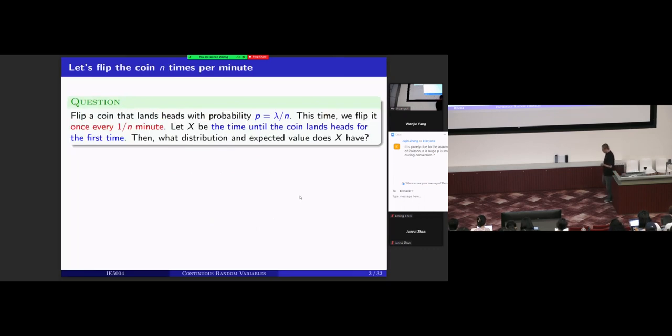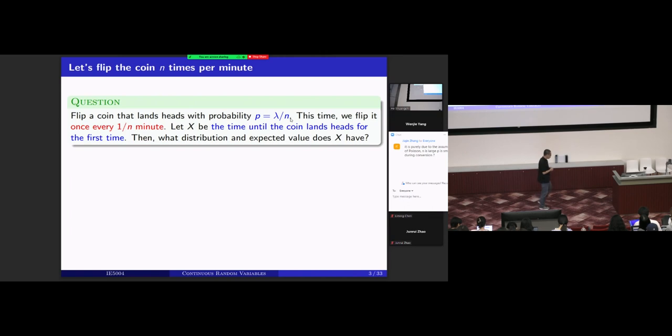But then, let's modify this question a little bit. This time, we flip a coin similar to the coin we studied when we introduced the Poisson process. This coin shows heads with probability P. So this P could be a small number. And for our convenience, we use lambda over N for this P. N is a number. So what number? This time, we flip this coin N times per minute. In other words, we flip it once every 1/N minute. So you can see that if N is a large number, then we need to flip it pretty frequently, right?